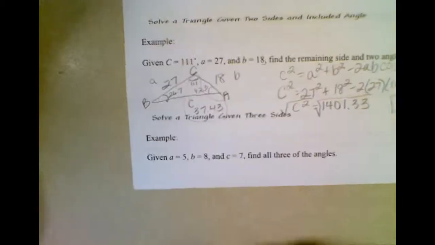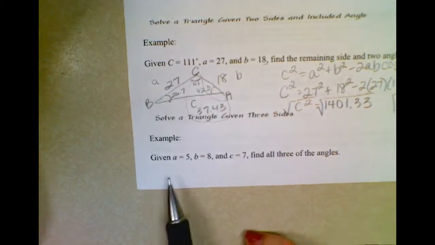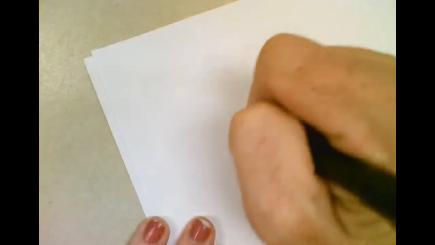Okay, let's do one more example, and I'm going to do this on the back of my paper. So, given A equals 5, B equals 8, and C equals 7, find all three of the angles. So let's go ahead and do that. Let's go ahead and draw a triangle.